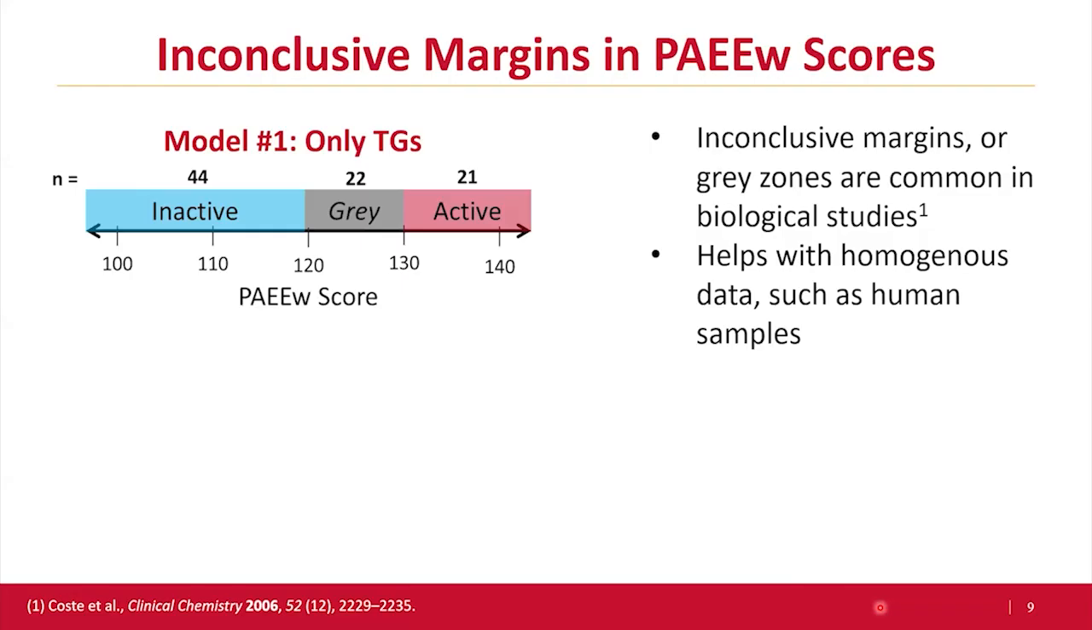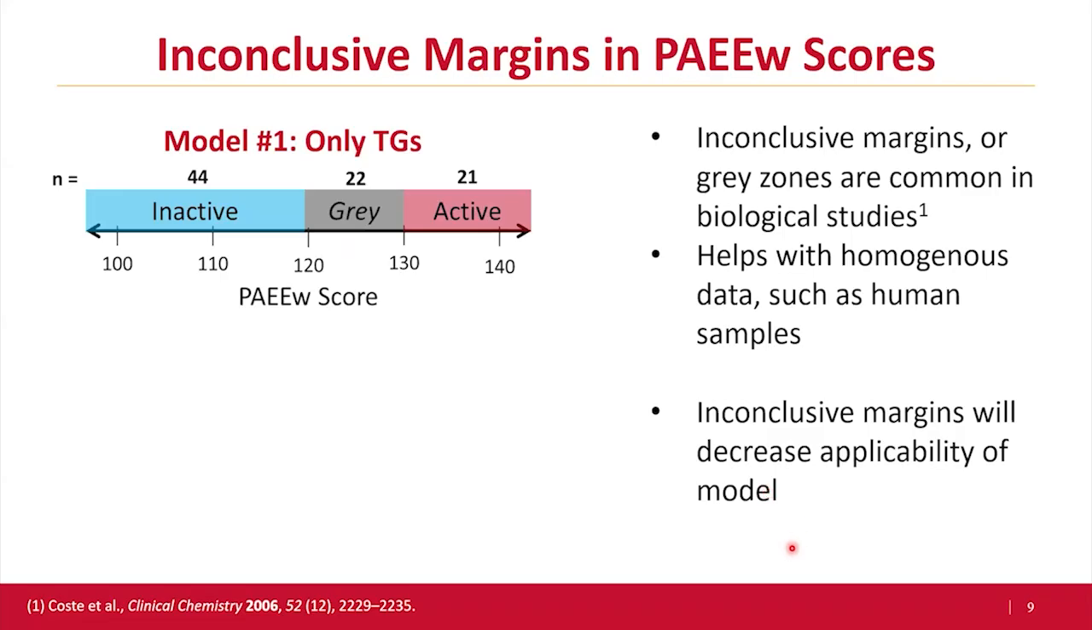And that's the presence of what's called an inconclusive margin, or a gray zone. So these are common in biological studies, and it's used to help with binary classifications of very homogeneous data that we often see in human samples. So what it means is, in this first model I'll be showing, we have our inactive class and we have our active class, and in between is a gray buffer zone. So anyone that falls in the small zone are actually going to be removed before machine learning, because our model just cannot tell the difference between people in this area, and it causes a lot of issues when it comes to the accuracy of the model.